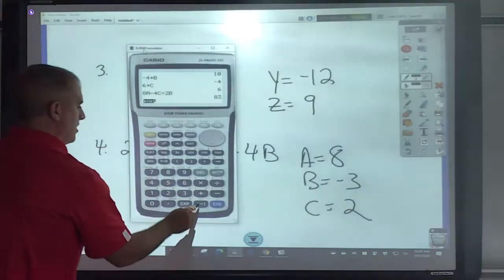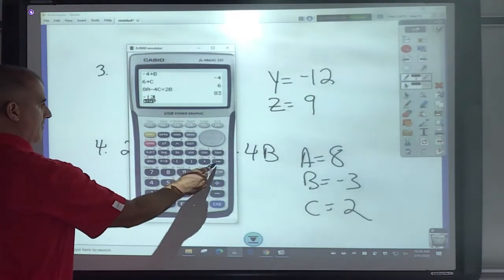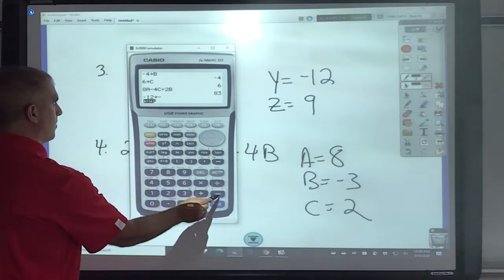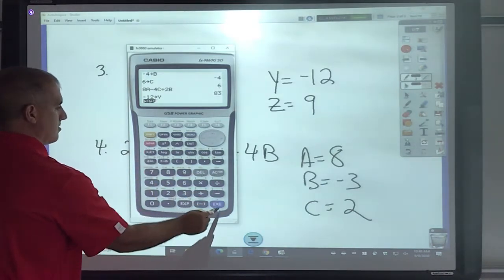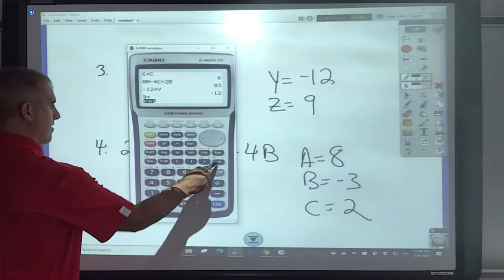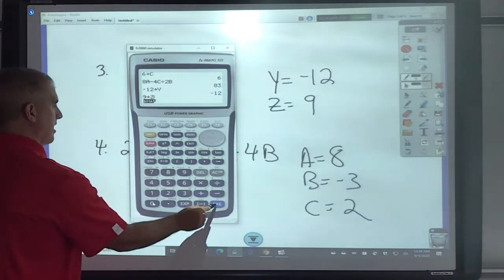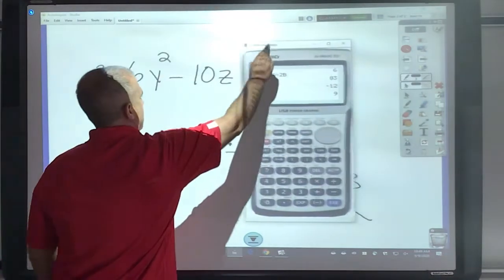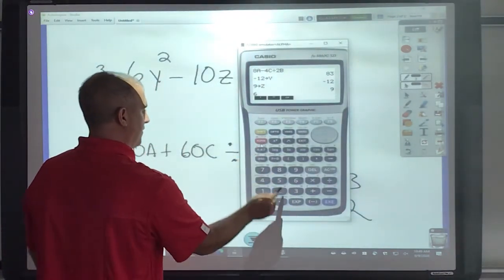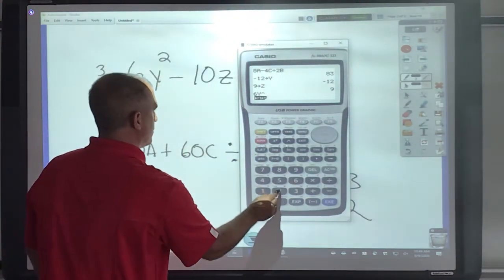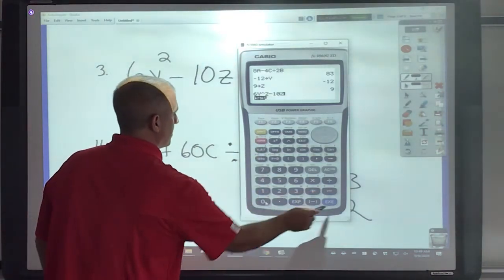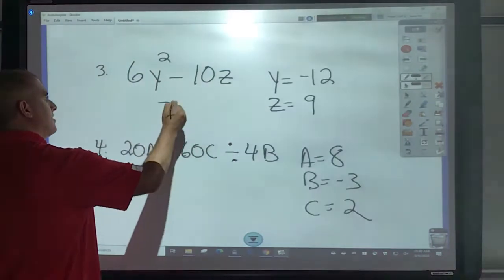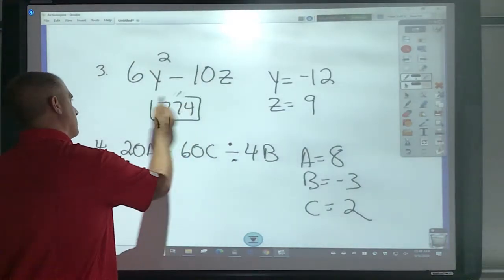Okay, so -12 arrow alpha y execute, 9 arrow alpha z execute. Type my function, 6 alpha y exponent 2 minus 10 alpha z execute. So 774.